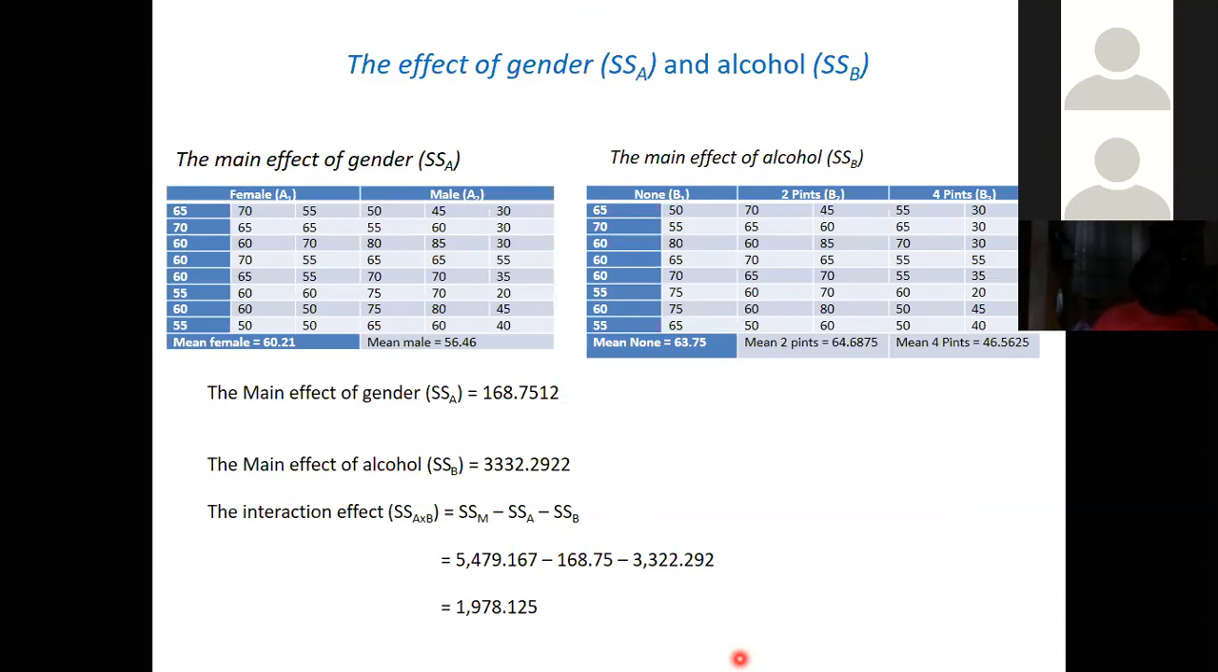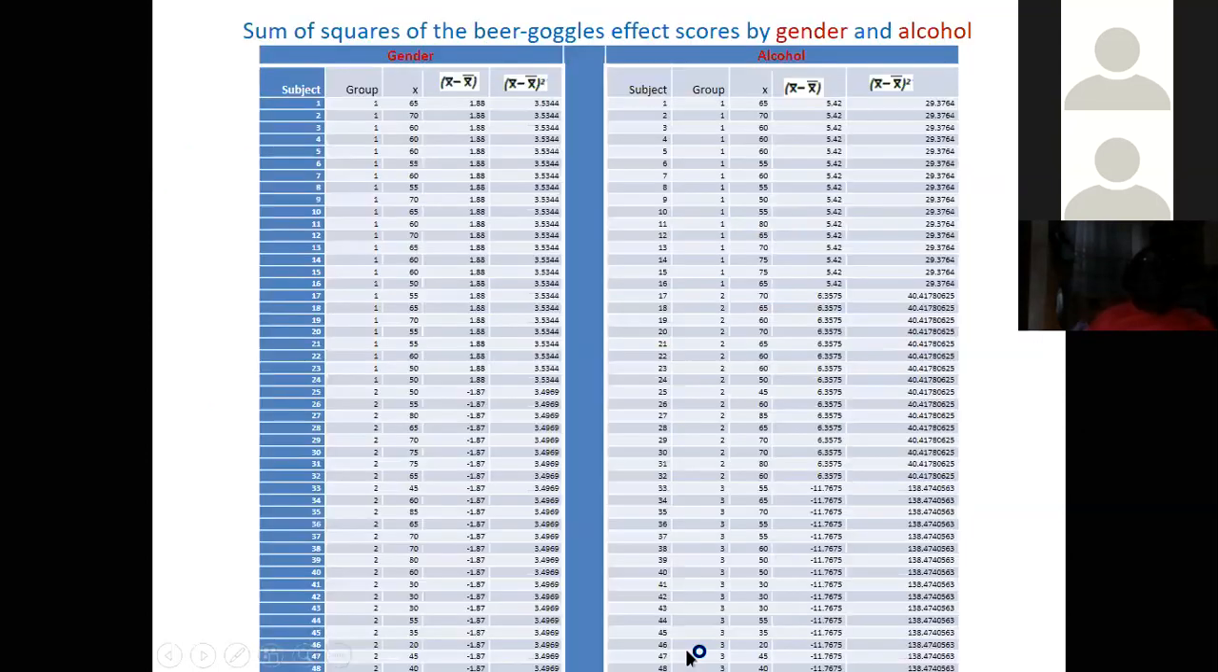And how do we do that? Look at it. There are 2 factors. The factors here are sex and alcohol. We call it the main effect of gender and alcohol. Can you see the left side of the table here is for the gender? The right side is for alcohol.